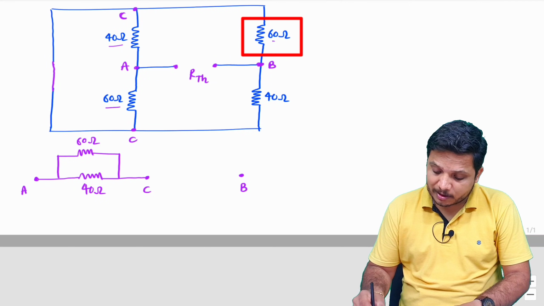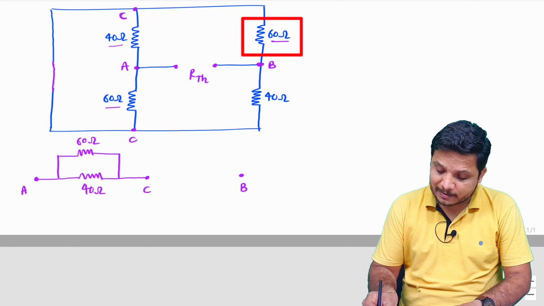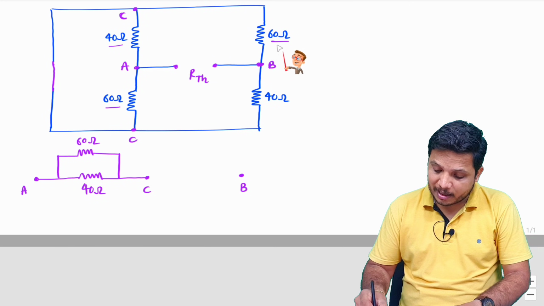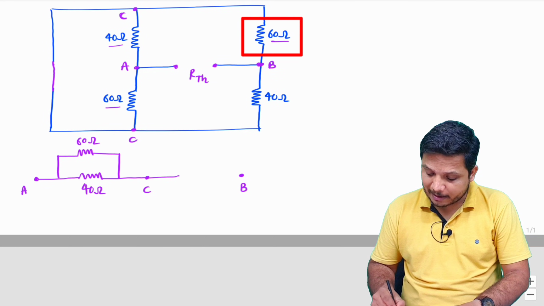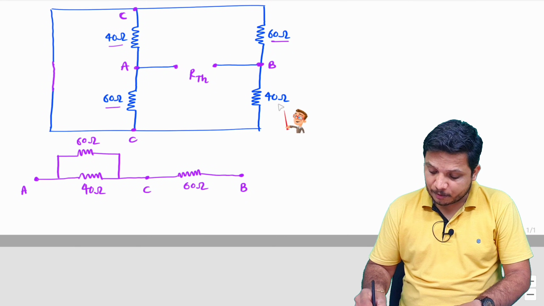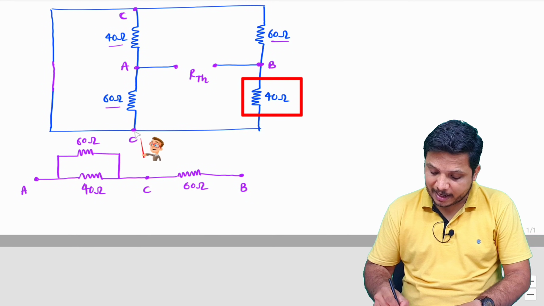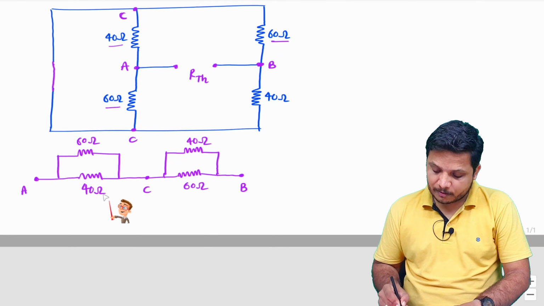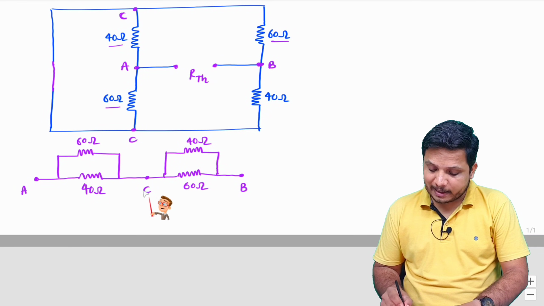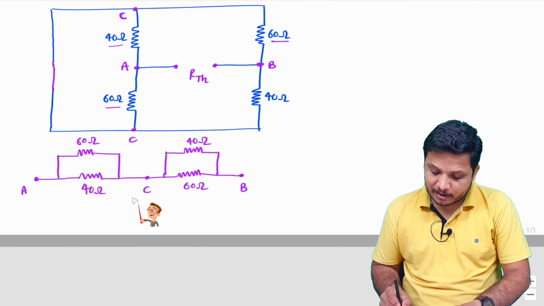Now if I talk about this 60 ohm, this is terminal C and this is terminal B. So this 60 ohm is there in between B and C. So let me connect that in between B and C. And this 40 ohm is also there in between B and C. So I am connecting that in between B and C. So now we have this circuit, which is a bit simplified one, right.